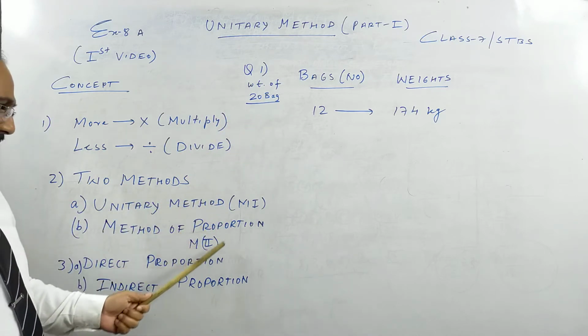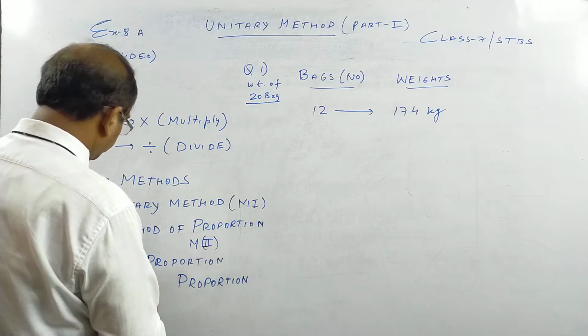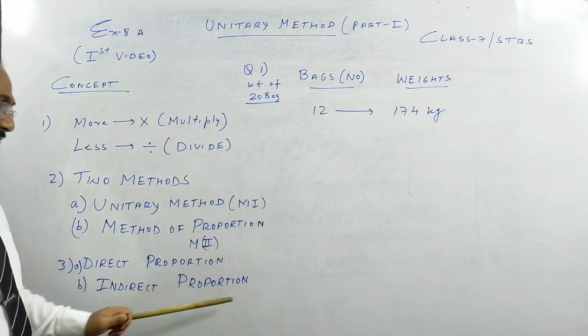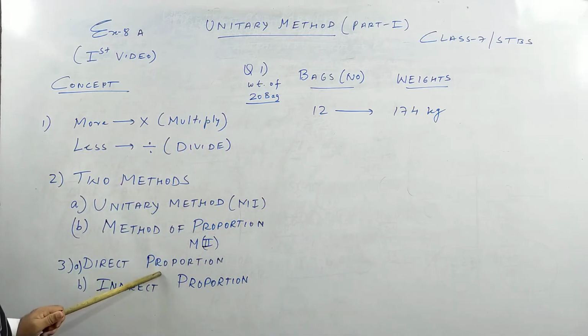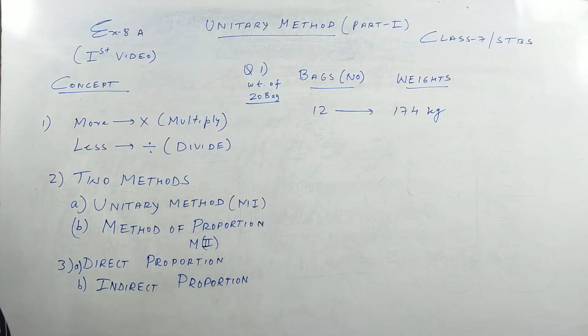Okay, this I call method 1 and this will be method 2. Next we take direct proportion. So first two sums I will do by both methods, which are under direct proportion, and next two questions I'll show you what is indirect proportion.